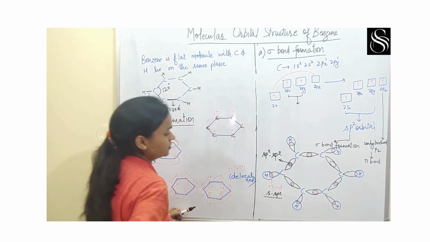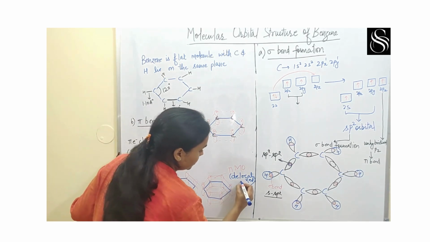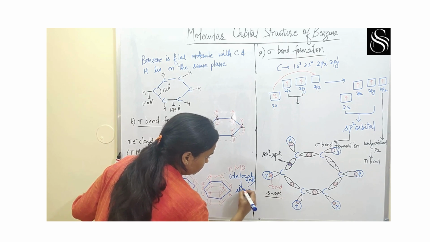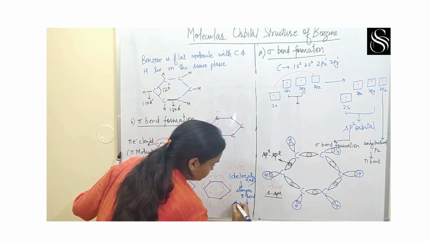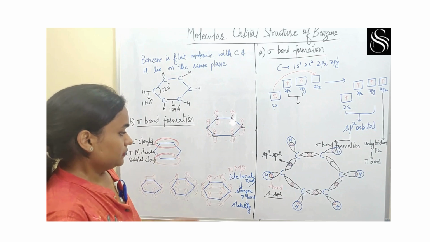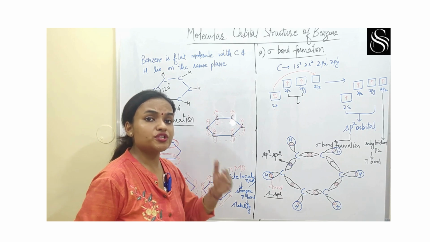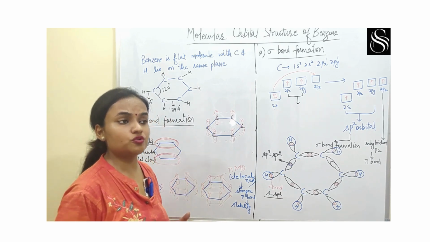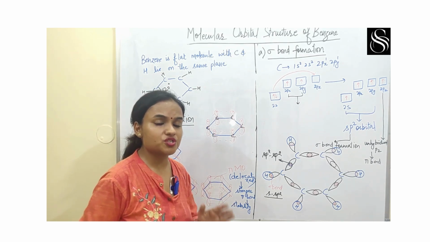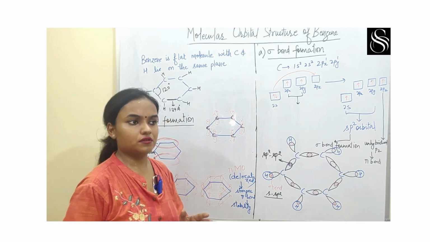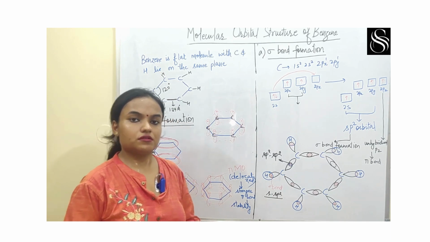This delocalized pi electron cloud makes the pi bond stronger, which gives stability to the benzene molecule. That is the only reason why the benzene molecule undergoes substitution rather than addition reactions. So it is all about the molecular orbital structure of benzene. Thank you so much.